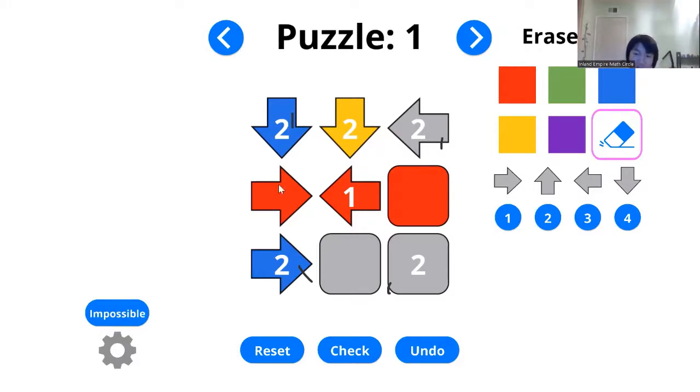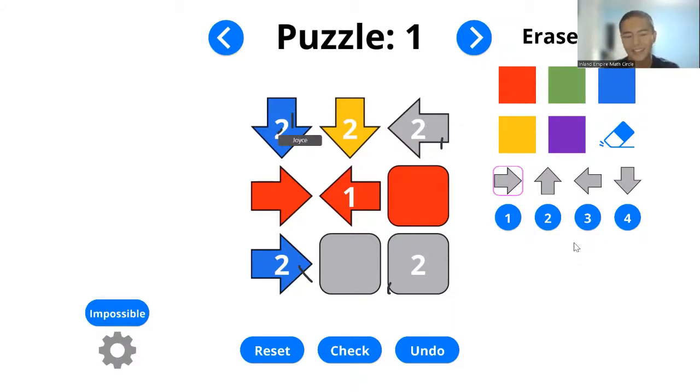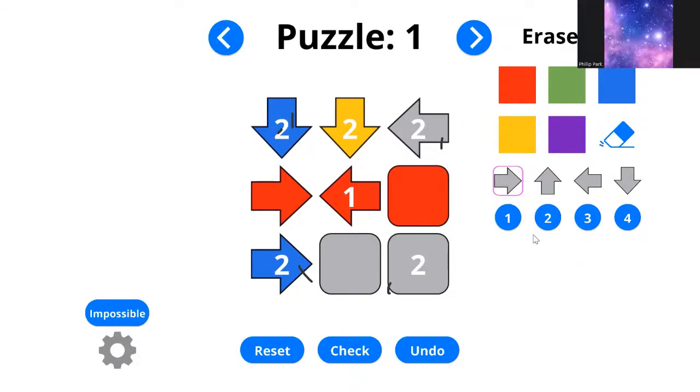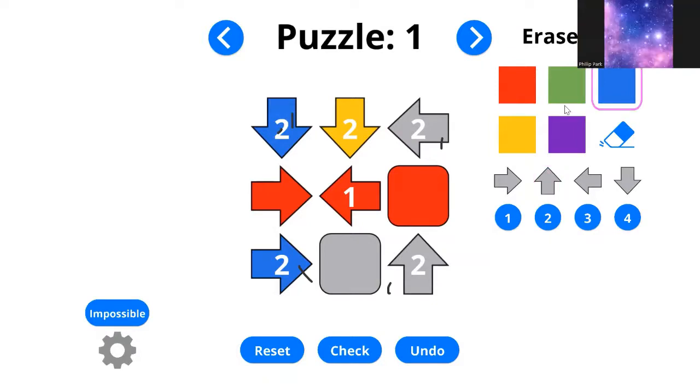So the boxes here that don't have an arrow on them, you need to figure out the direction. Basically, in addition to a number and a color, you actually have to figure out the direction now as well. All right. For the bottom right one, it's an up, I'm pretty sure. All right, and what color? It would be the color blue. All 4 corners would be color blue.